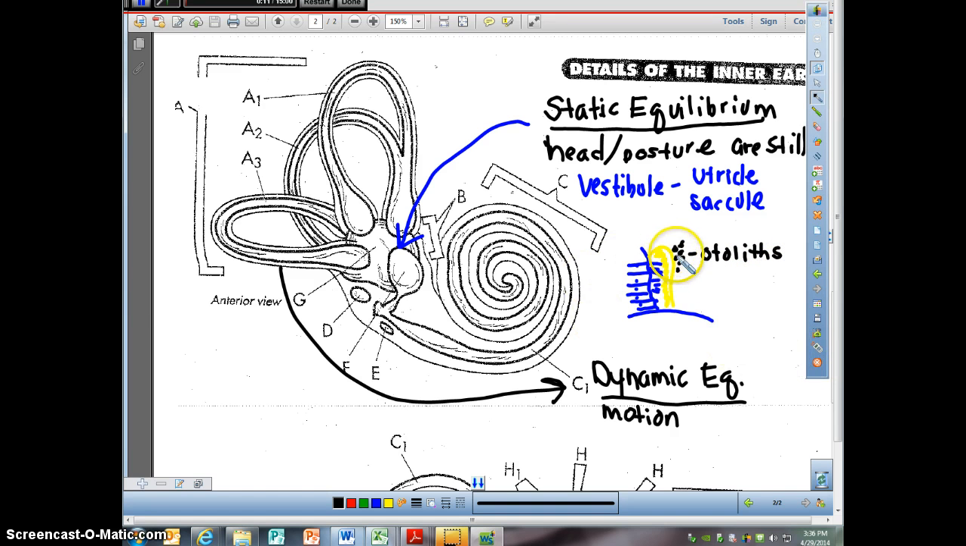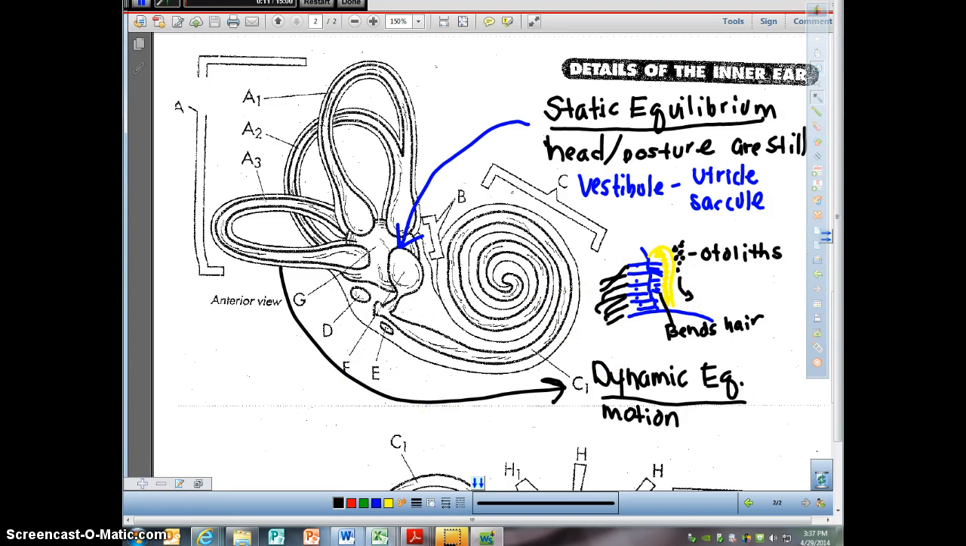And whenever these otoliths move, so your head moves, these will pull one way or another and pull this gelatinous material down, which again bends the hair, or the cilia. And that bending, that deformation, then goes into a nerve fiber when those hairs move. And that's because these otoliths move.